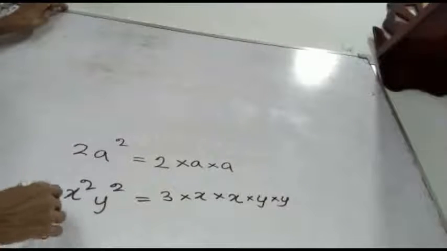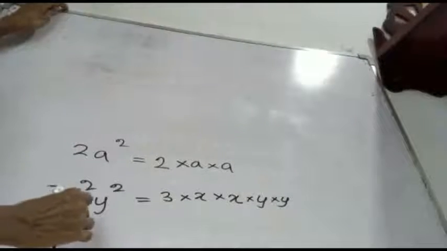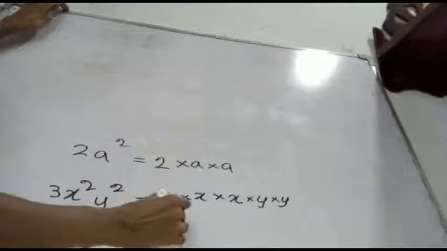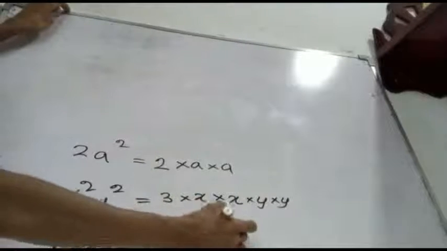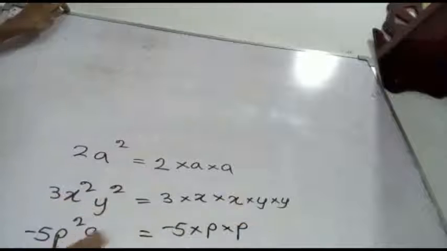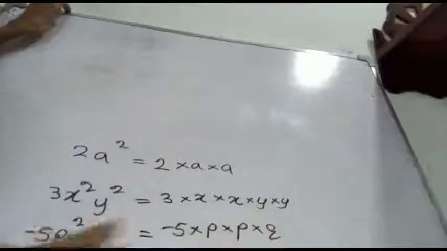Negative 5 p squared q. Negative 5 is multiplied by p, is multiplied by p. Here q, multiplied by q.